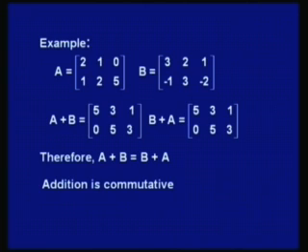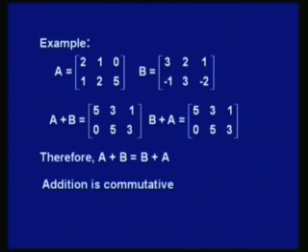So, the example is you have A as a 2 by 3 matrix, B is also a 2 by 3 matrix. They have to be of the same order, only then addition can be done. So, given A and B, A plus B is 5, 3 and 1 in the first row. In the second row I have 0, 5 and 3.